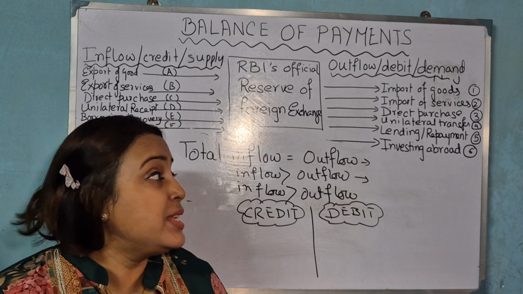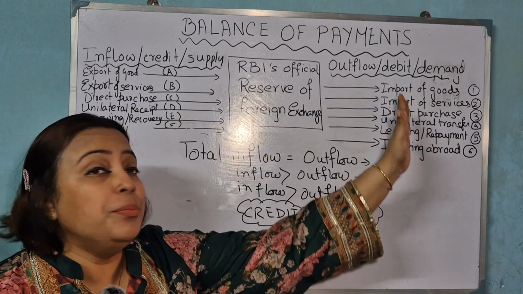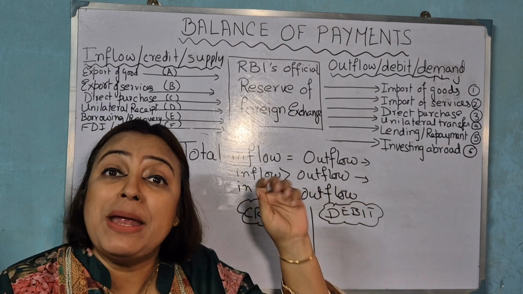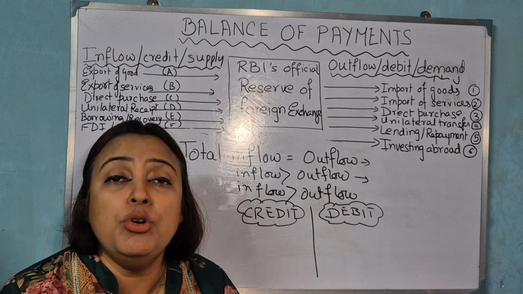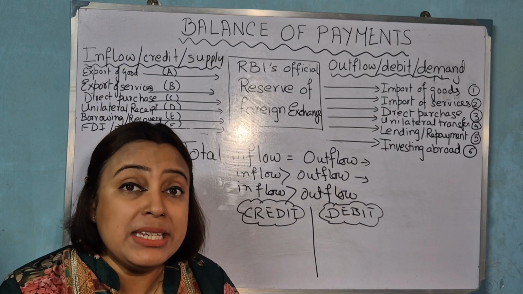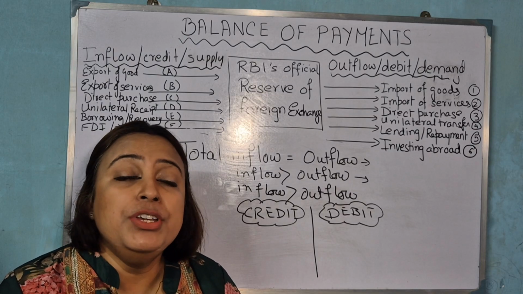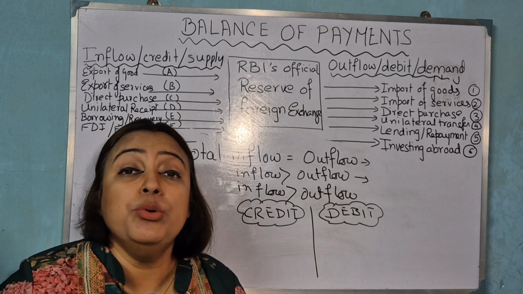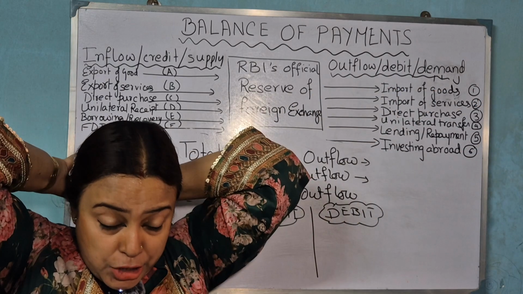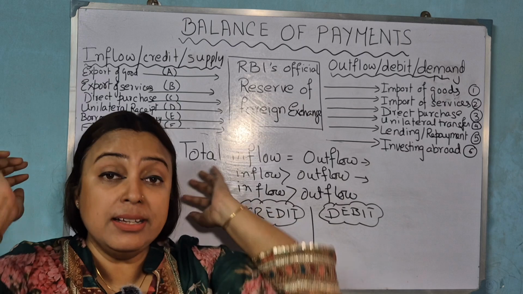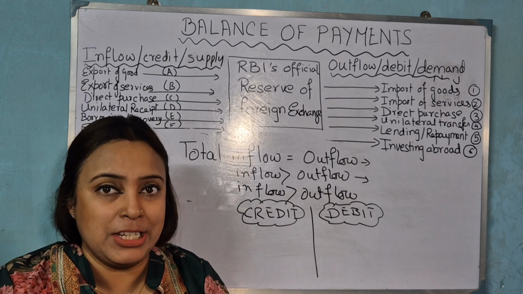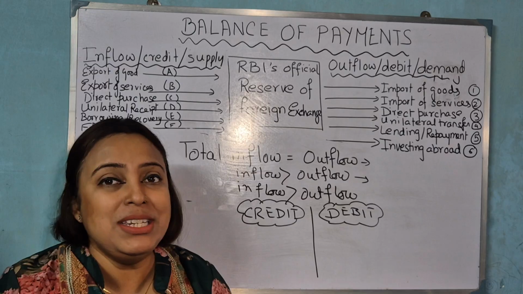I know about all the methods of how we are spending foreign exchange. That is, outflow is happening or debit is happening, which is also the demand for foreign exchange. And always remember, inflow is nothing but the credit of foreign exchange, and inflow is the method of earning foreign exchange or crediting foreign exchange in our balance of payment account.